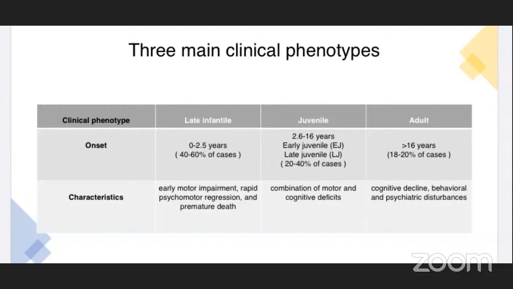For the juvenile presentation, it would be from 2 years and 6 months up to 16 years. And the clinical presentation would be the combination of motor and cognitive defects. For the adult presentation, it would be above 16 years. And the patient at that time would present with cognitive decline, behavioral, and psychiatric disturbances.